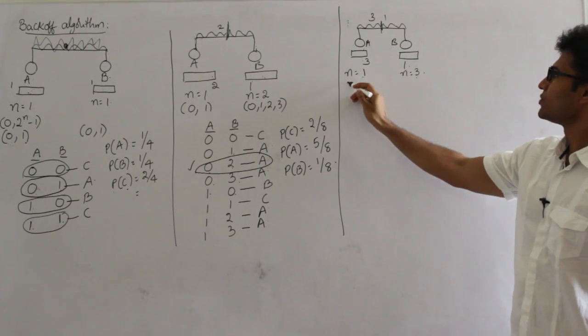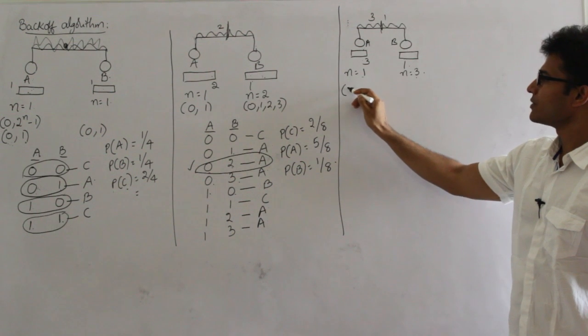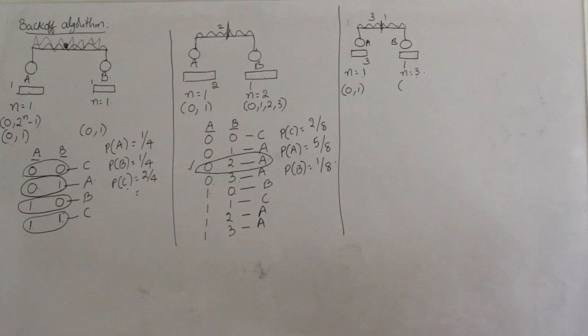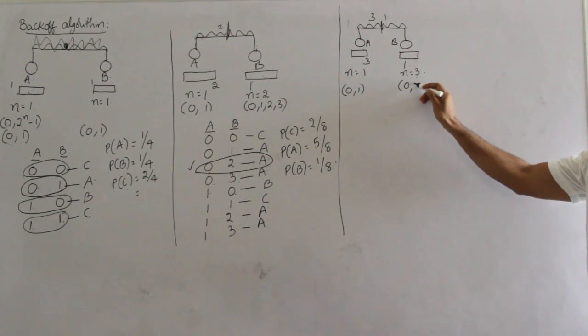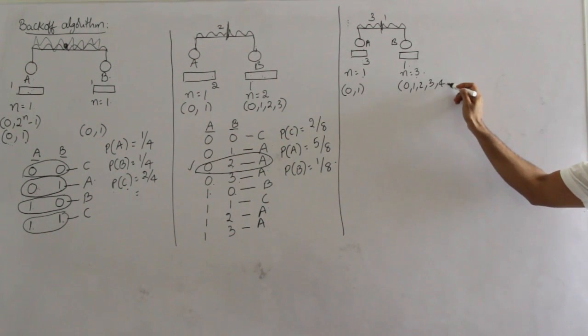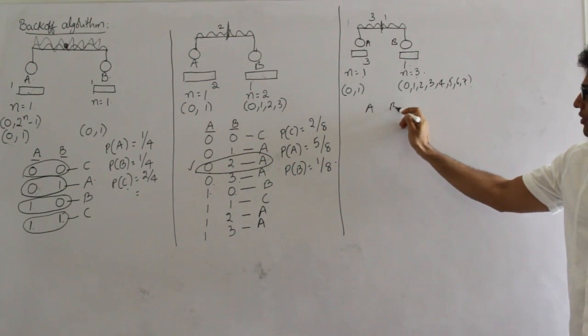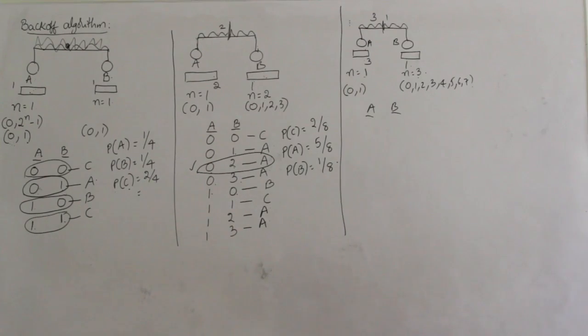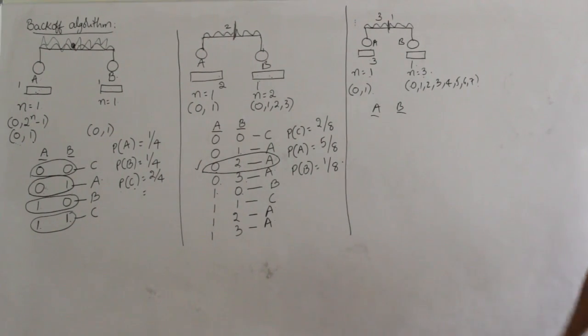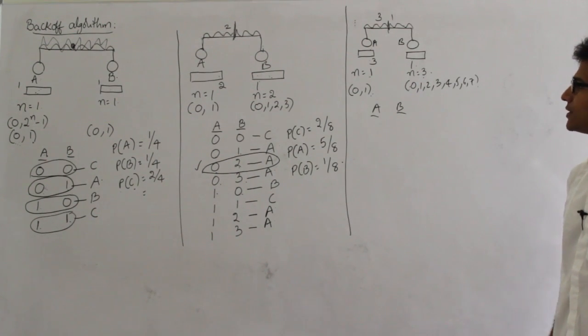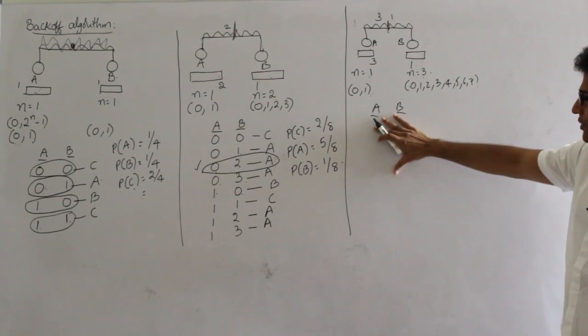So how many numbers do I get here? 0 to 2 power n minus 1, which means 0 comma 1. And how many numbers do I get here? 0 to 2 power 3 minus 1, which means 0, 1, 2, 3, 4, 5, 6, 7. Therefore, what is the table? How many combinations do I have for A and B? 2 into 8. It is not 2 into 7. It is 2 into 8. 2 into 8 is 16. So I had to write 16 combinations.